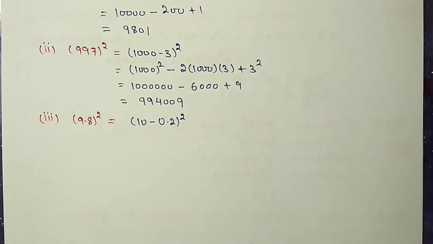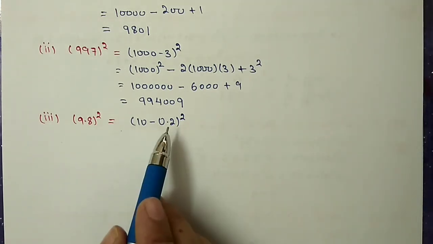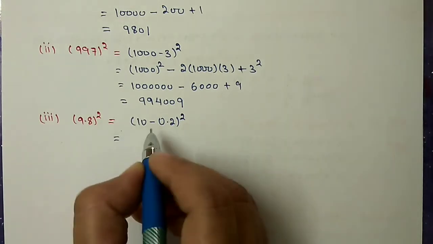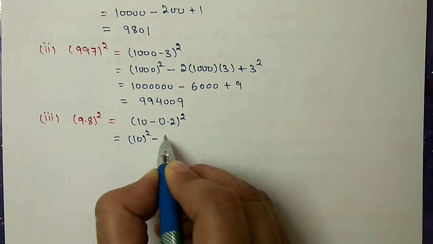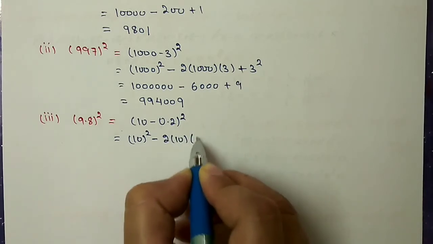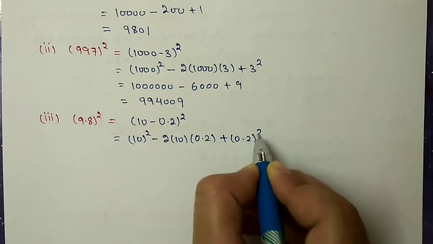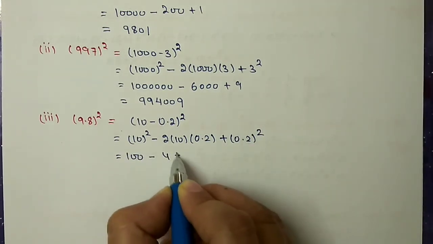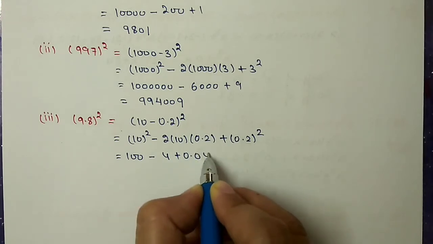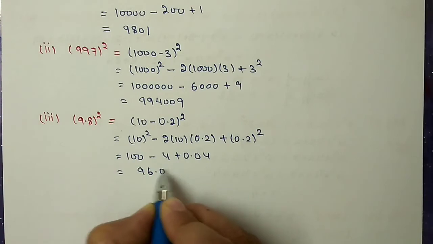Third part, 9.8 whole square. 9.8 we can write as 10 minus 0.2 whole square. Now apply the formula: a square minus 2ab plus b square. 100 minus 4 plus 0.04. So we will get 96.04.